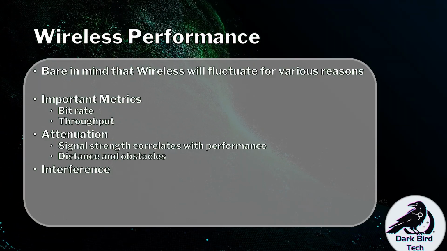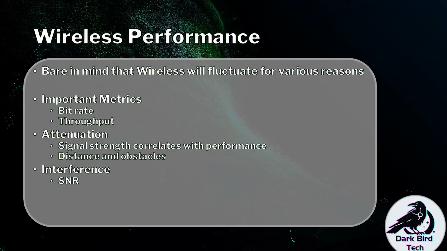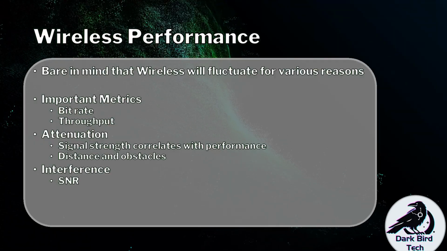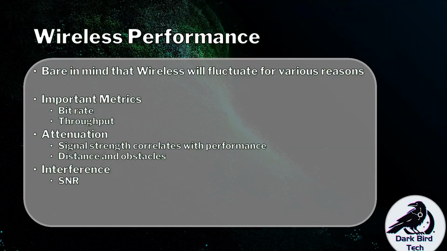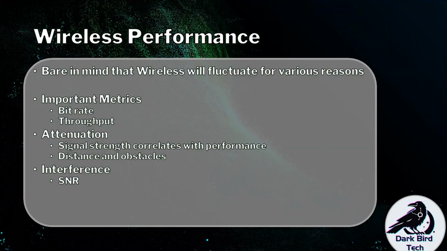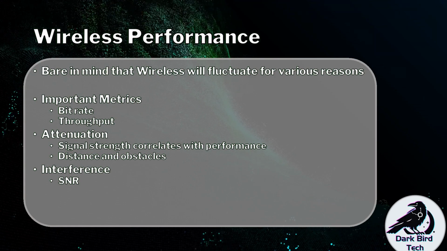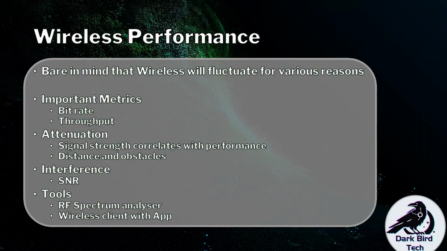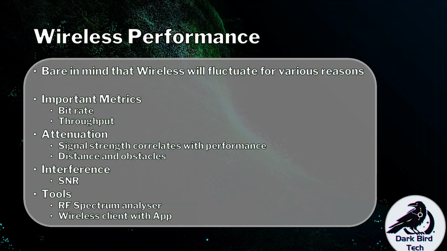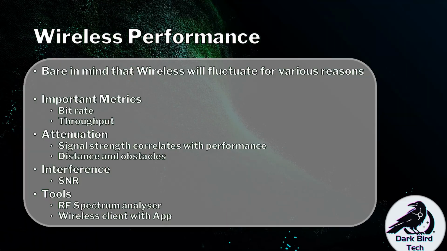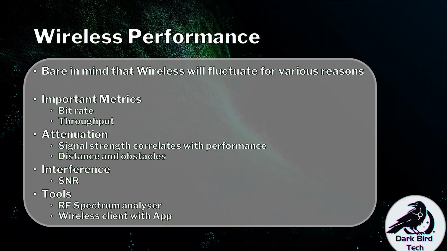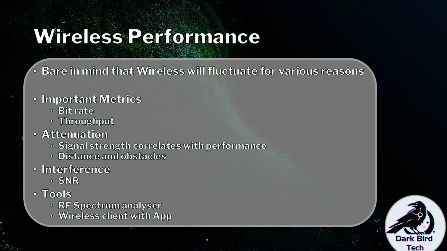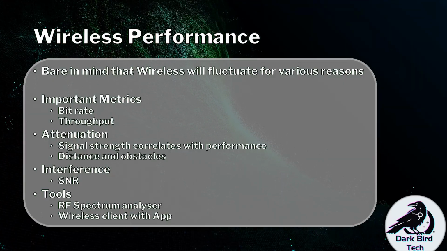Now, when you're dealing with interference, you can measure something called a signal-to-noise ratio, which lets you measure how strong is the signal in relation to any sort of interference signals near the frequency that your access point is working at. You will probably need some specialized tools to do that. But in general, your two main tools would either be a radio frequency spectrum analyzer. That is the fancy one that you would want to use for things like true, accurate signal and measuring SNR. Otherwise, a wireless client with an appropriate application would be pretty much okay.